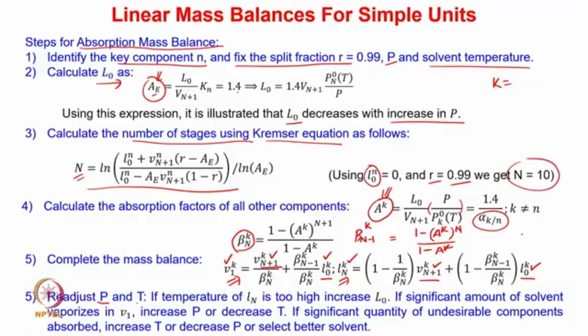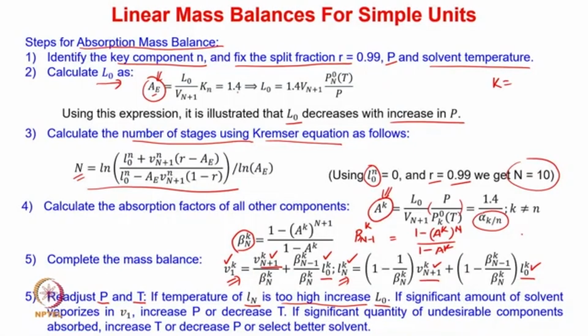Now once we have done this mass balance, we have to do a back calculation, just to check whether the pressure and temperature we have used are correct or not. If the temperature of the liquid coming out from the absorption unit is too high, in that case the inlet flow rate of the solvent has to be increased. So capital L naught has to be increased.